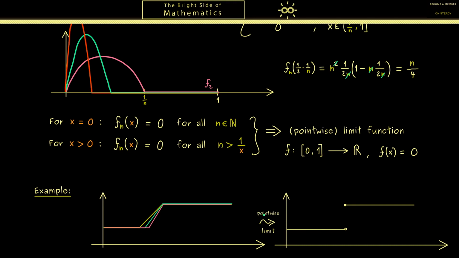And that's indeed a good reason why we want a stricter convergence property. One that does not allow such strange results here. Indeed, this is what we call the uniform convergence.